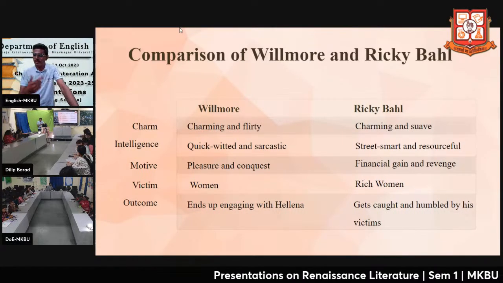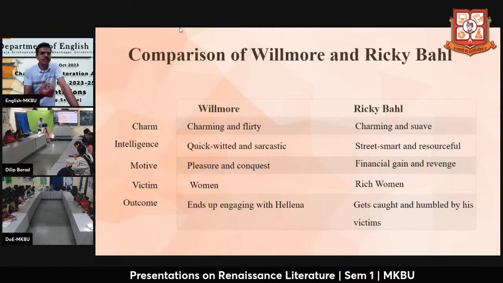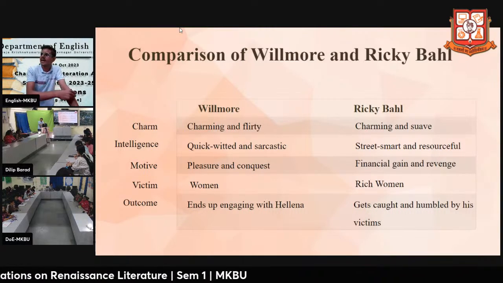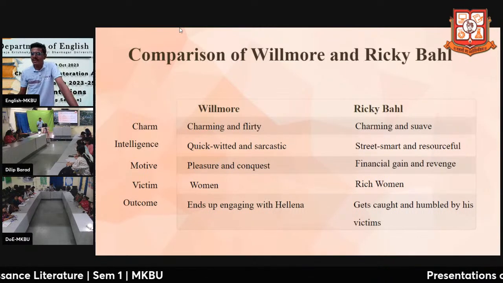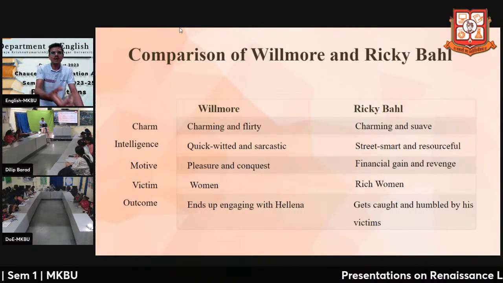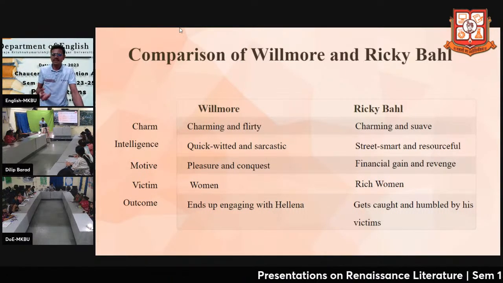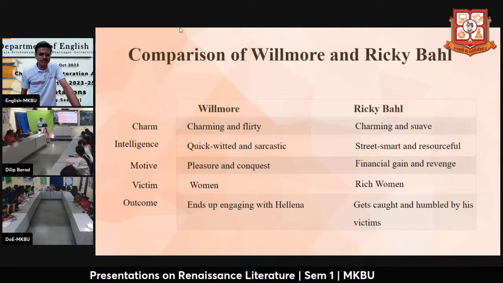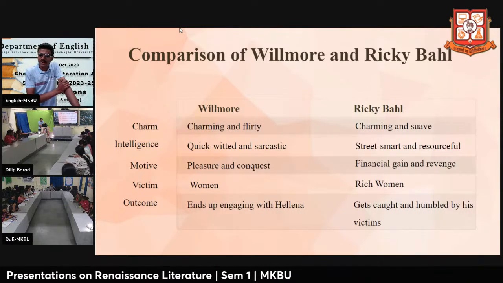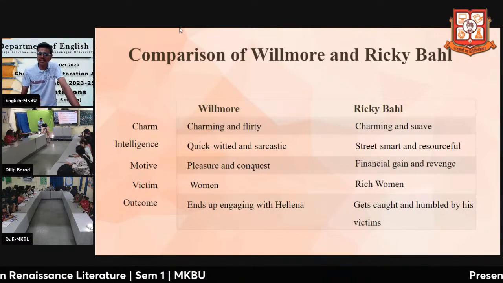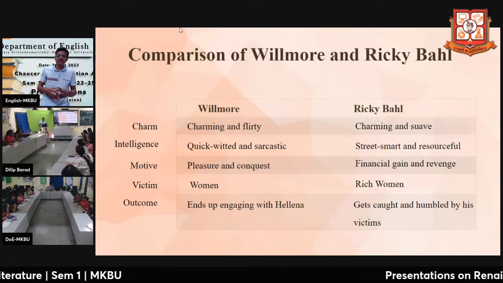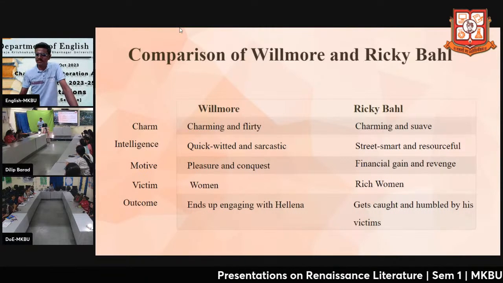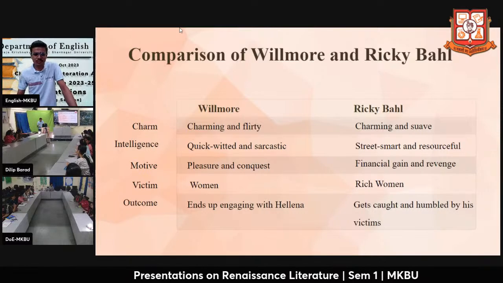The charm: Wilmore is charming and flirty. As we know, he flirts with different types of women, even with Helena and Angelica. Ricky Baum, charming and suave. He tries to get something from a woman. He is using that charming quality to pursue money. Intelligence, we find in both of the characters, quick-witted and sarcastic. In some of the dialogues we find that Wilmore is sarcastic. He uses sarcasm in his language. Ricky Baum is smart, street smart and resourceful.